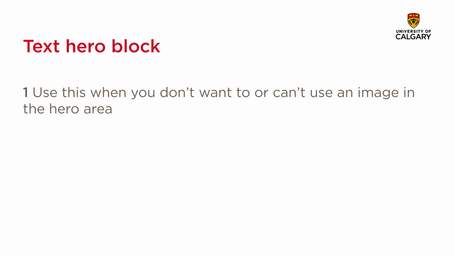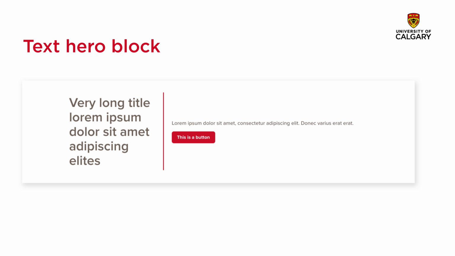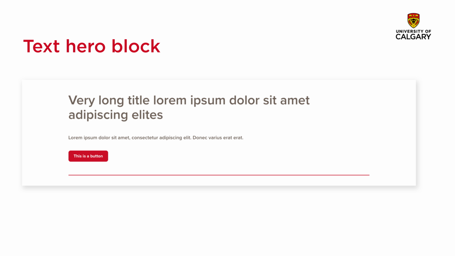The Text Hero CTA block. This block allows you to have a hero section without having to use a background image. If the title you're using is rather long, consider not using its description field nor the button, so as to allow the title to spread to the full content width.